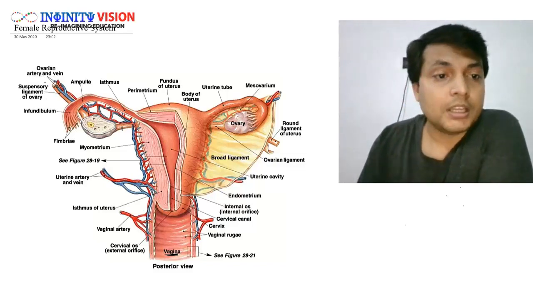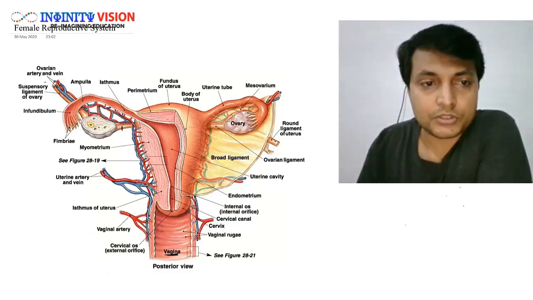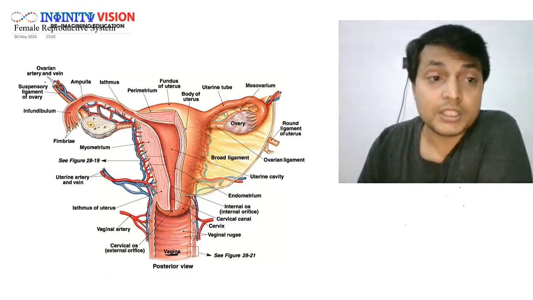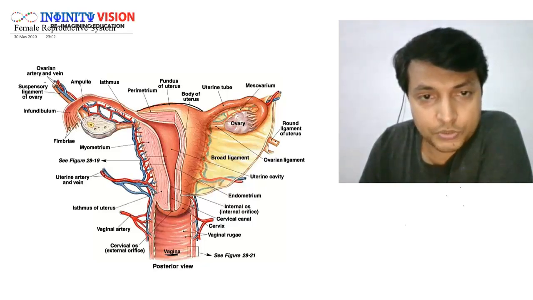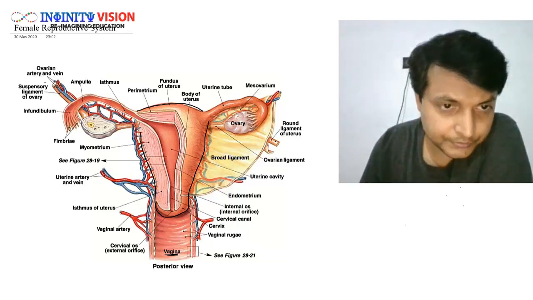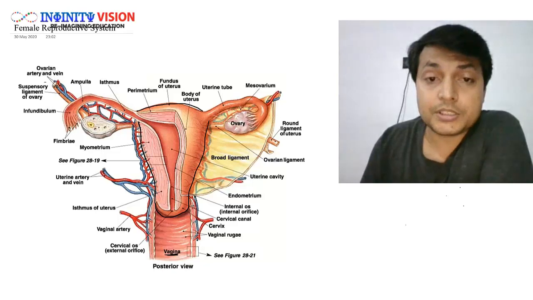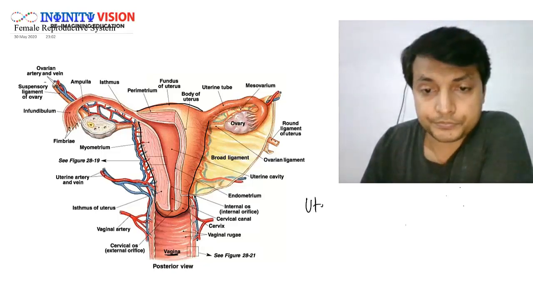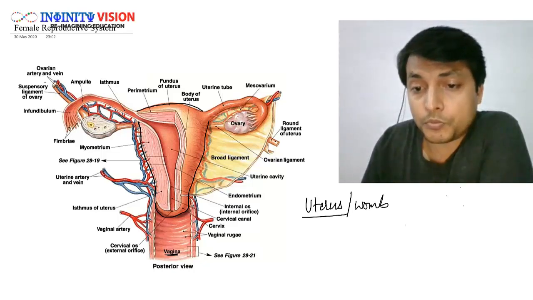Great. Now apart from the ovary, the prominent structure we see in the female reproductive system is the uterus. It is the most prominent structure. See, this whole structure is the uterus. Now the uterus is sometimes also known as the womb.